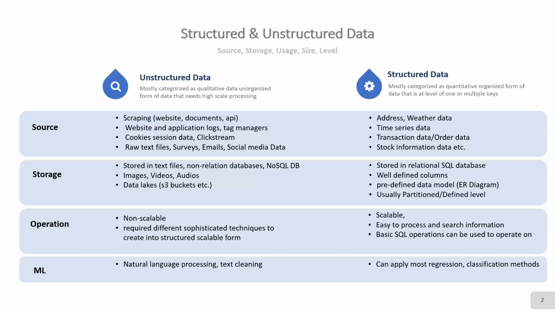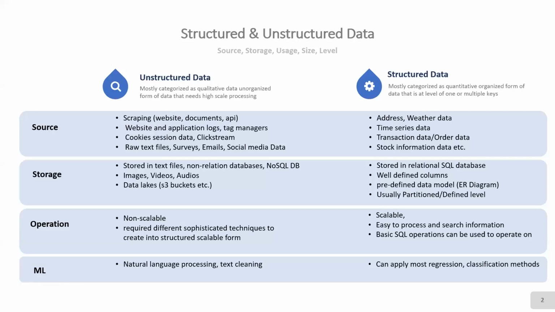Now, what makes structured data scalable is the way it is structured in a relational database. These are usually partitioned or distributed in a way that there is a particular primary key that helps in differentiating the level of the data. So if data is leveled at a set of columns, then you can fairly classify it as structured data, whereas unstructured data will not have any primary key or anything that helps us identify the level of this data.